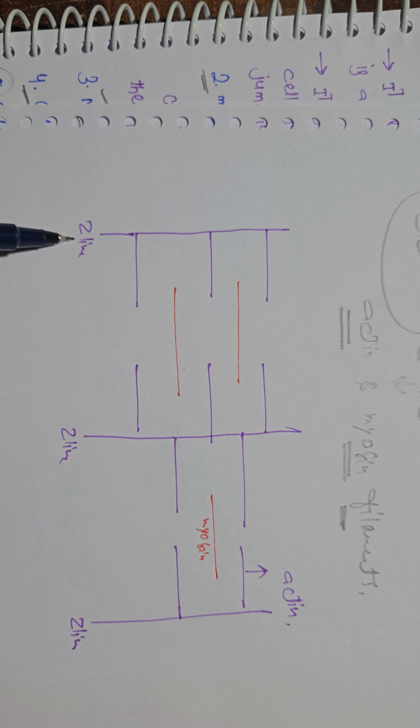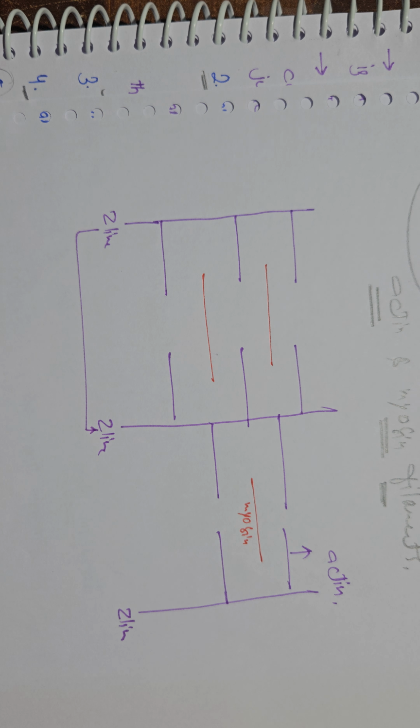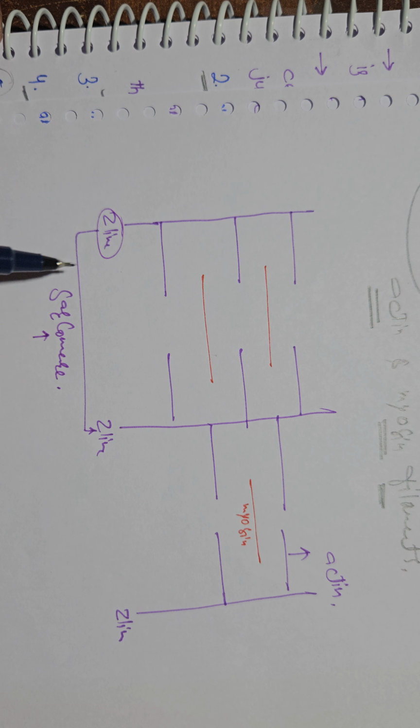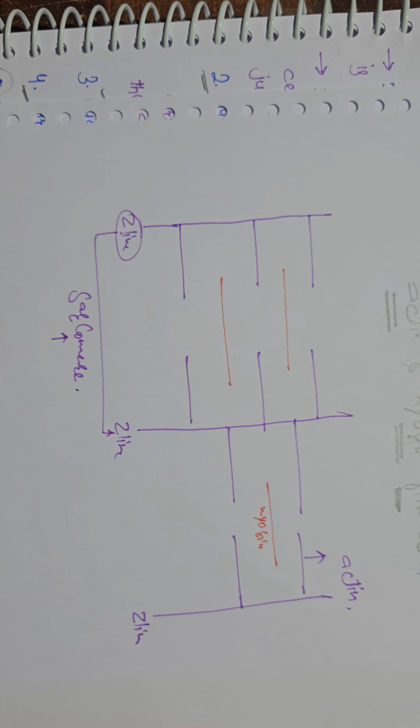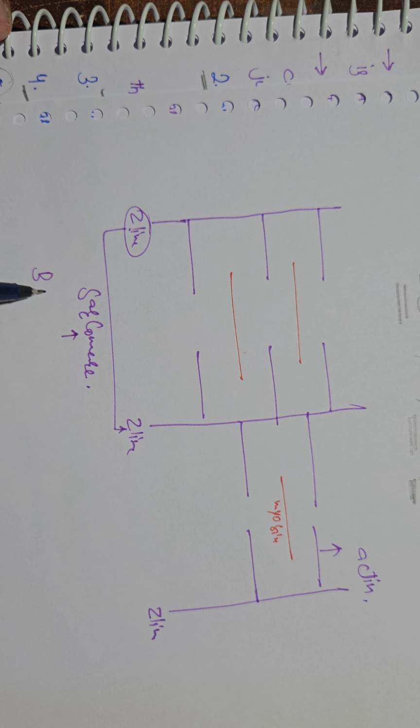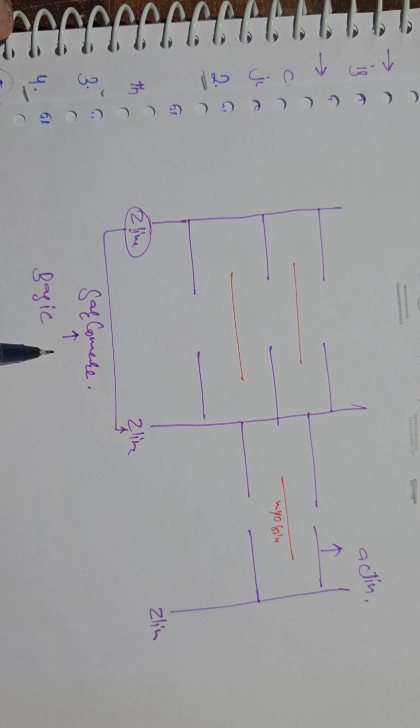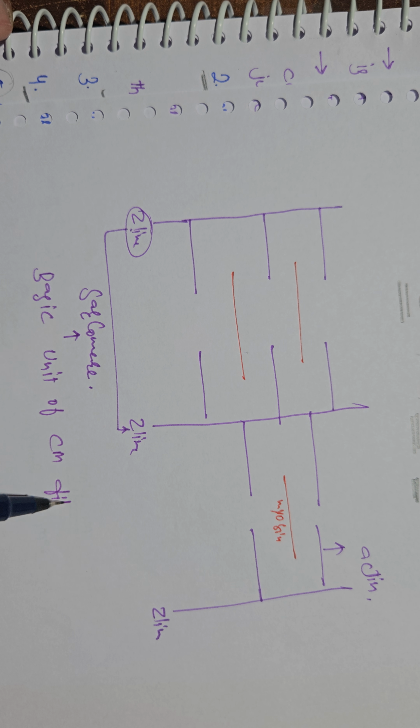In between two consecutive Z lines, that's called a sarcomere. What is a sarcomere? It is the area between two consecutive Z lines. And the sarcomere is the basic unit of cardiac muscle fiber. Clearly?